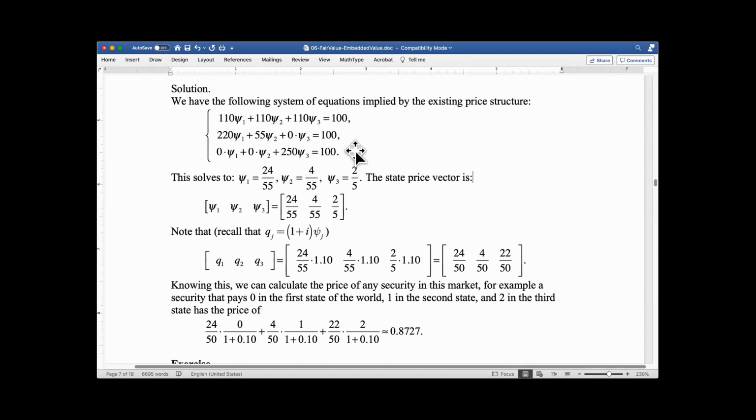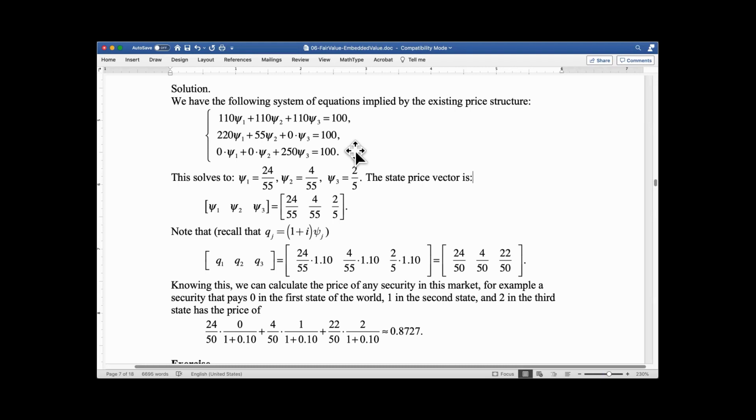And the solution psi 1, psi 2, psi 3 is equal to 24 over 25, 4 over 55, and 2 over 5. Now recall that the risk neutral probabilities are equal to 1 plus the interest rate times psi j. So in this case, if you multiply all three by 1.10, what you get is 24 over 50, 4 over 50, and 22 over 50.